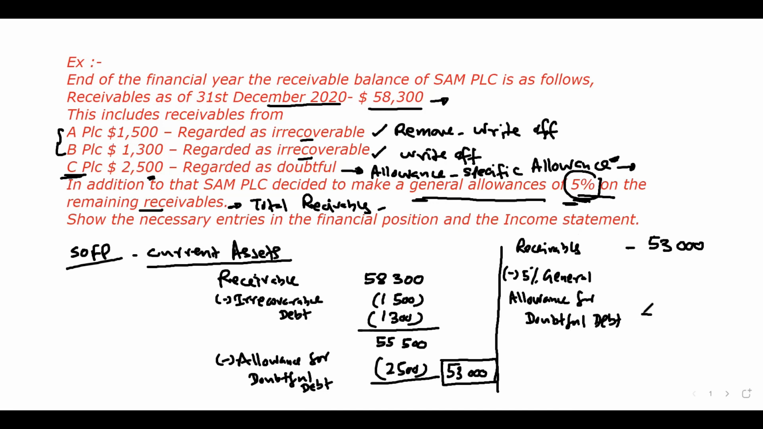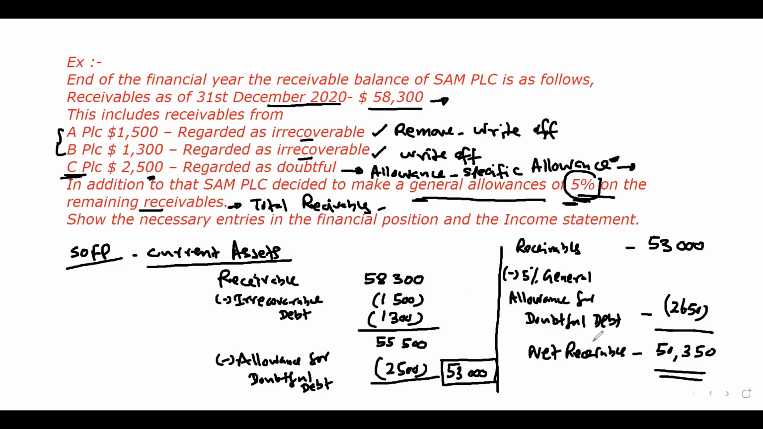How much will that be? 5% on that will be 2,650. So the remaining net receivable will be 50,350. This is how your receivable balance will show in the financial position under current assets. So net receivables will be 50,350.